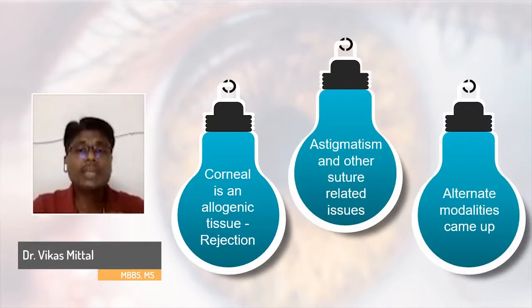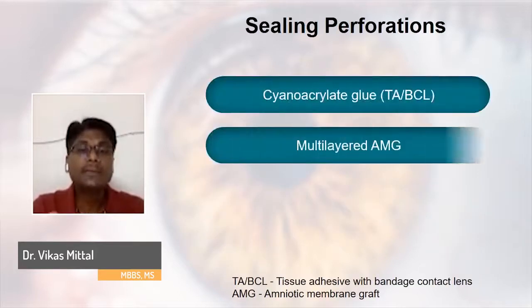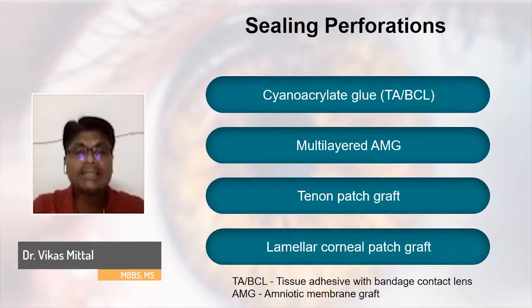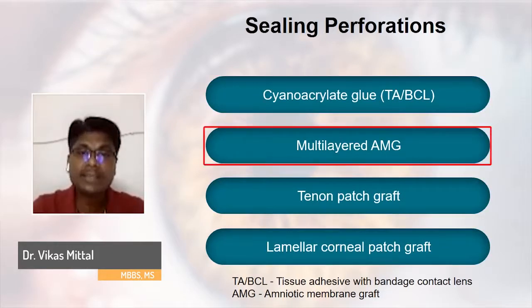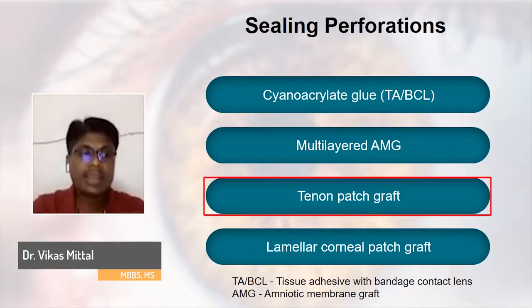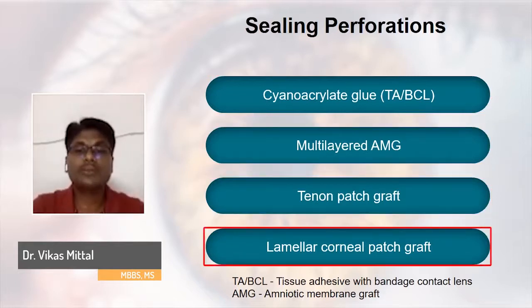For smaller perforations, people around the globe have been thinking of different modalities for how best we can seal them. So these are the main four modalities of managing perforations. One is cyanoacrylate glue, popularly known as TABCL, or tissue adhesive bandage contact lens. Second is multi-layered amniotic membrane grafting. Third is tenon patch graft, and last is lamellar corneal patch graft.